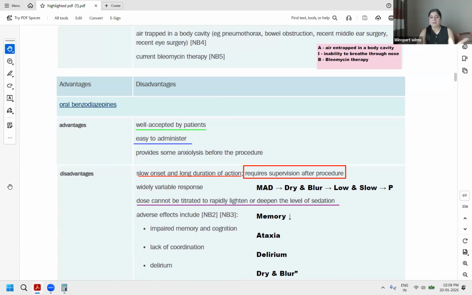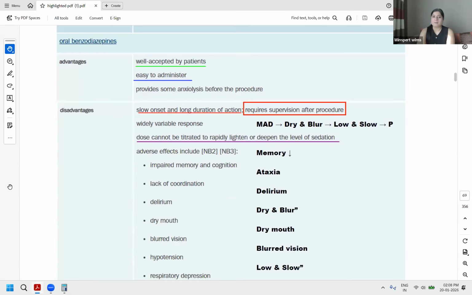Then what are the BDZs' advantages, disadvantages and contraindications? So the advantage is it is well accepted, orally taken, easy to administer. You can give it before the treatment, so anxiolysis and mild sedation start before the procedure. Disadvantage is slower onset and the effect remains after the procedure also. So it requires supervision after the procedure. And a wide variety of responses can come from the patient. Dose cannot be titrated once you have administered it.